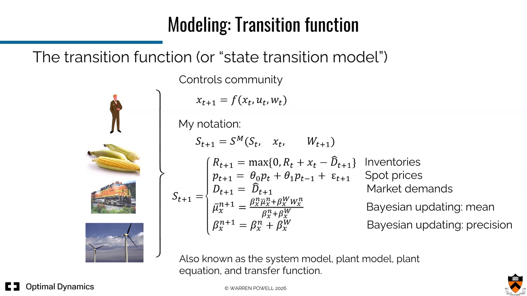Now, the last two equations are Bayesian updating, which means, yes, this is also part of the transition function. This is where I'm doing my recursive statistics for updating estimates, whether they're frequentist or Bayesian.